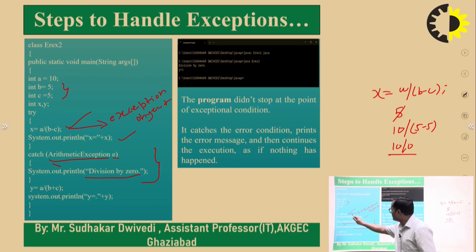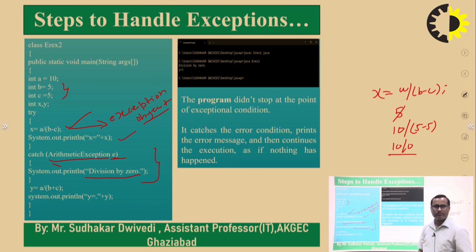So as soon as this line is executed, it will create an exception object, then it is thrown, and then this exception object is caught here, and then this line is executed. That means the program will not terminate now. It will display a message that is division by 0. Next, here B plus C, 5 plus 5. When we use the plus operator, there is no problem. The value 10 is displayed here.